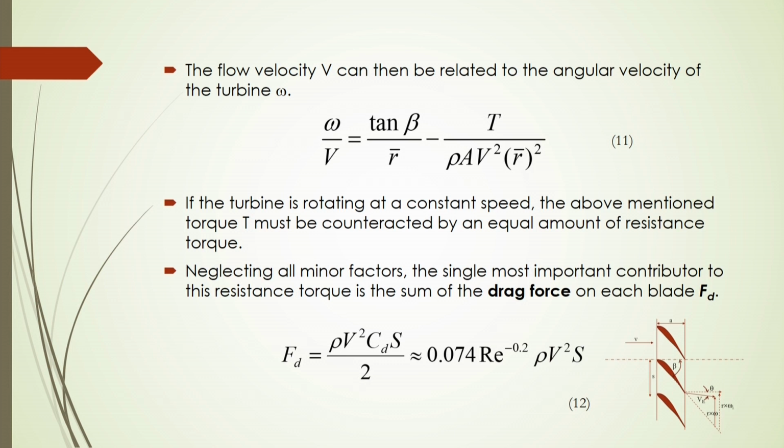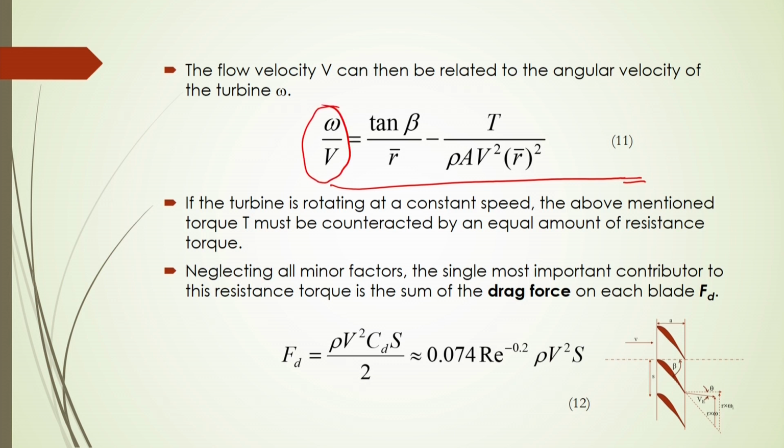And once you know that angular velocity, from equation number 11 you can calculate the velocity of the fluid. The flow velocity can then be obtained from this equation number 11, once you know the angle beta, R bar, the torque T, and also the density of the fluid and the cross sectional area of the pipe. From this you can calculate the ratio of the angular velocity to the flow velocity.